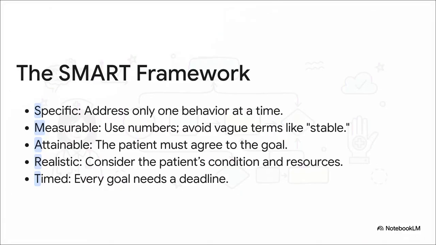So, to make sure our outcomes are rock solid, we use the SMART framework. It's got to be specific, one goal at a time, please. It has to be measurable. Use actual numbers like O2 sat of 92%, not vague words like breathing improves. It has to be attainable. The patient has to be on board with it. Realistic. Don't write a walking goal for someone who is paralyzed. And finally, it has to be timed. Every goal needs a deadline so you know when to check back in and reevaluate.